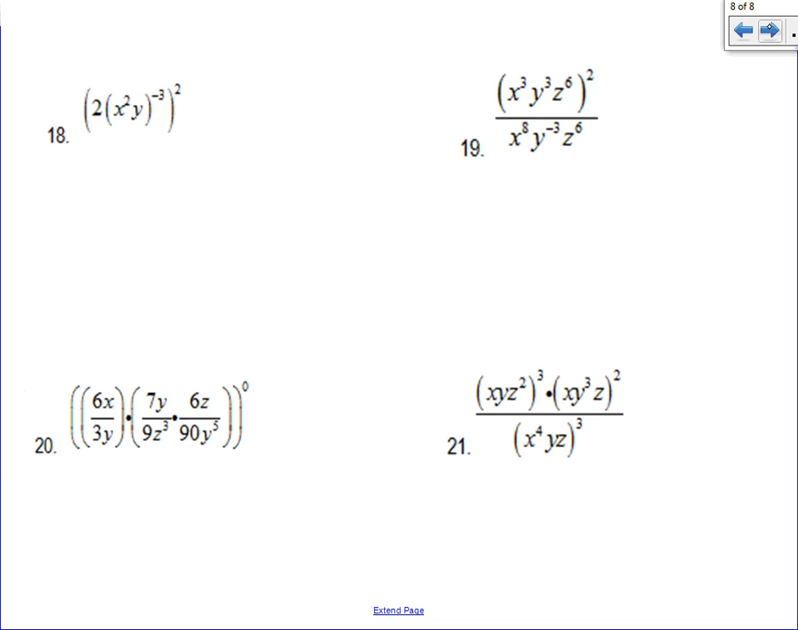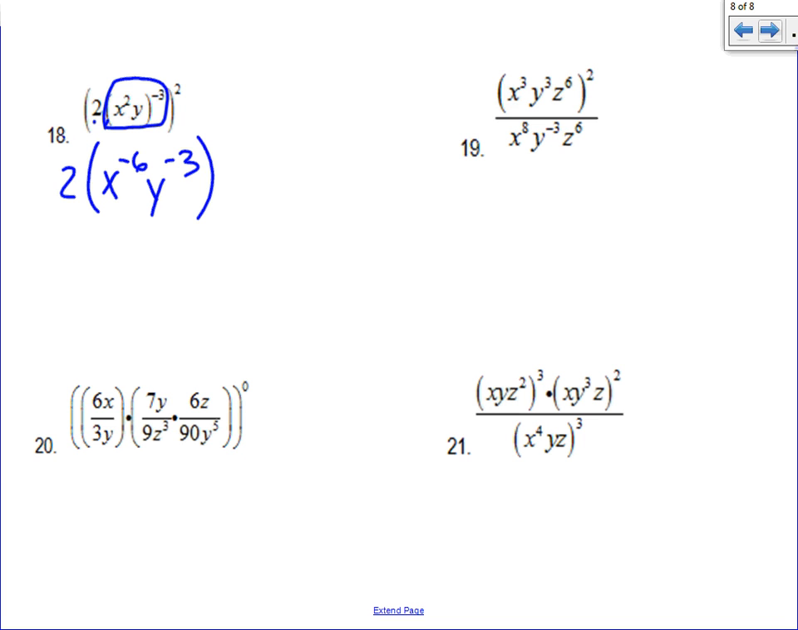Next 4 problems. All right, common mistake in problem number 18 is to forget that that negative 3 is not applying to the 2. If it was, the 2 would be in parentheses, and it most certainly isn't. So I'm going to apply from the inside out. This part right here is just going to give me x to the negative 6th, y to the negative 3.